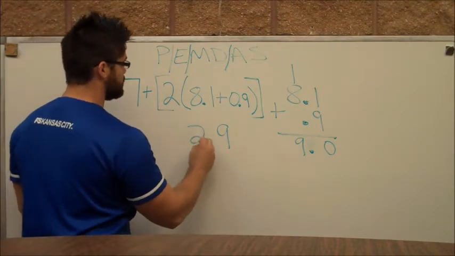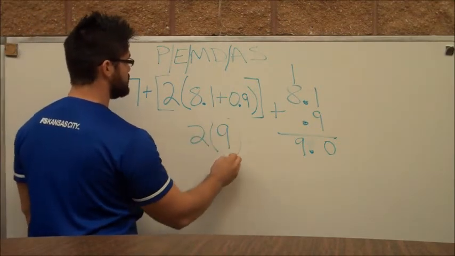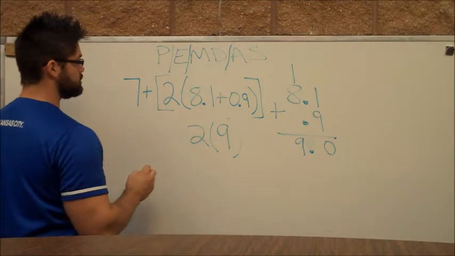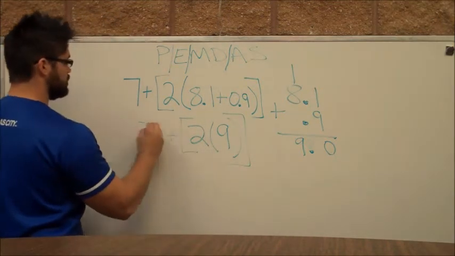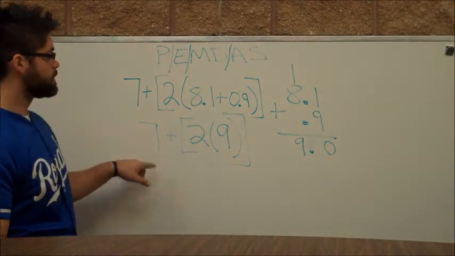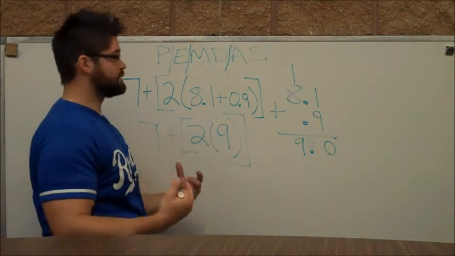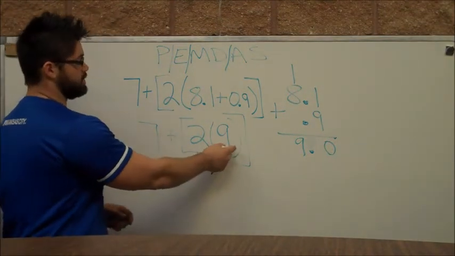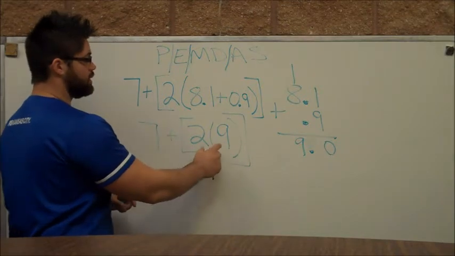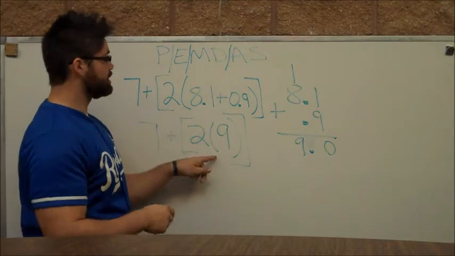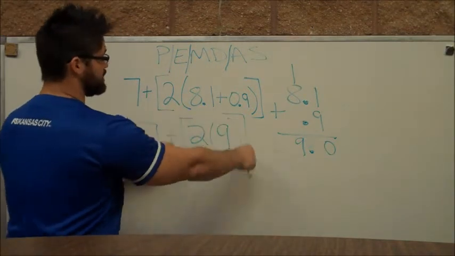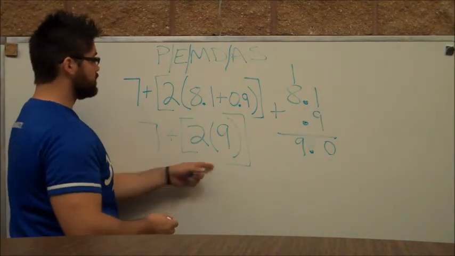Now I have 2 times 9. We can keep our brackets there. 2 times 9 plus 7. Well, again, we're solving what's in the parentheses first. This parentheses has already been solved. So now we need to take 2 times 9. Remember, when there's a number next to a set of parentheses, that just needs to multiply. That's what's inside our set of brackets. So we're going to do that next.